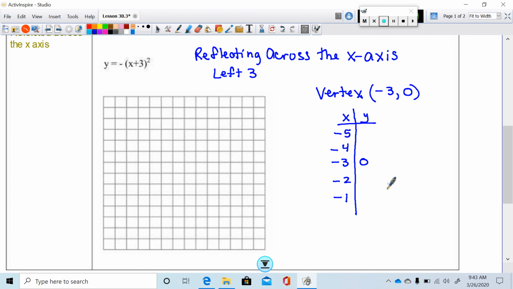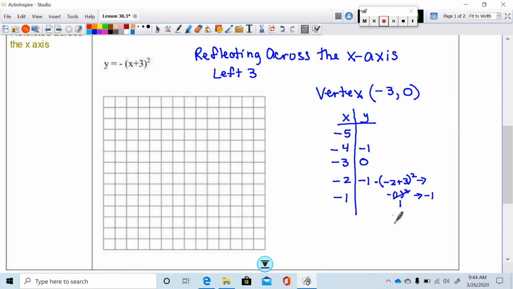Okay, so I've got to put a negative 2 into my equation. So I've got negative, and then parentheses negative 2 plus 3 squared. Well, inside the parentheses first because of the order of operations. So 3 take away 2 is 1. And then 1 squared is 1. So that equals negative 1. And because of symmetry, the one above the vertex is also negative 1.